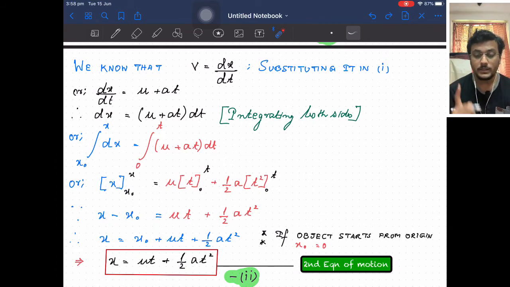So now we are going to integrate both sides. We are going to integrate both of these sides. In the left hand side we have a function of x. So we were talking about some time interval from 0 to some time t.